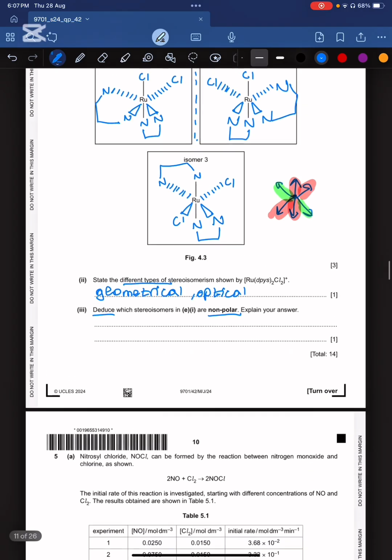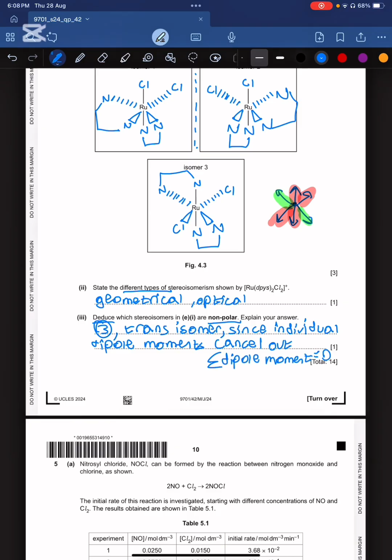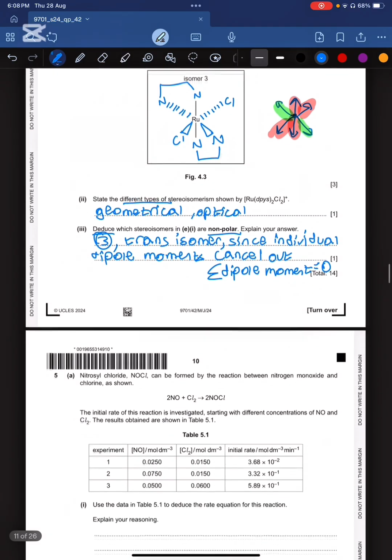So which is nonpolar? Isomer number three. Why isomer number three? Isomer number three because it's a trans isomer. And why are trans isomers non-polar? Since individual dipole moments cancel out, you can either write that individual dipole moments cancel out, or you could write that the net dipole moment is zero. When the net dipole moment of a molecule is zero, automatically it's a non-polar molecule.